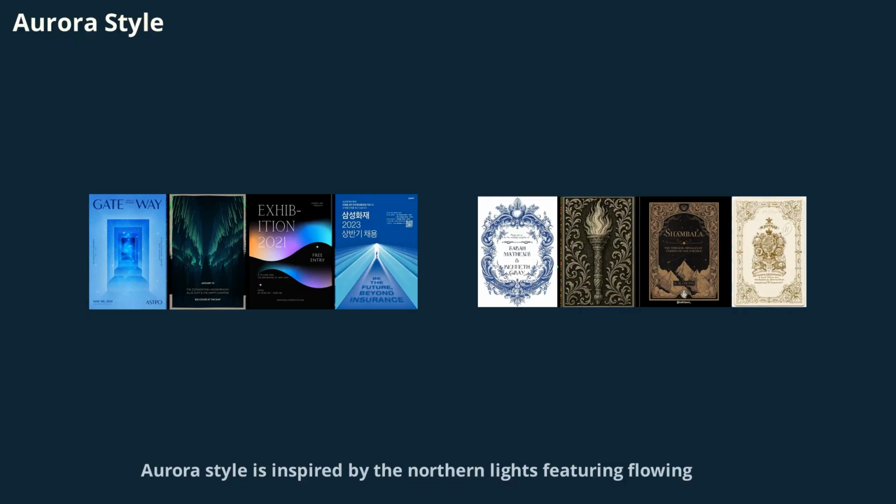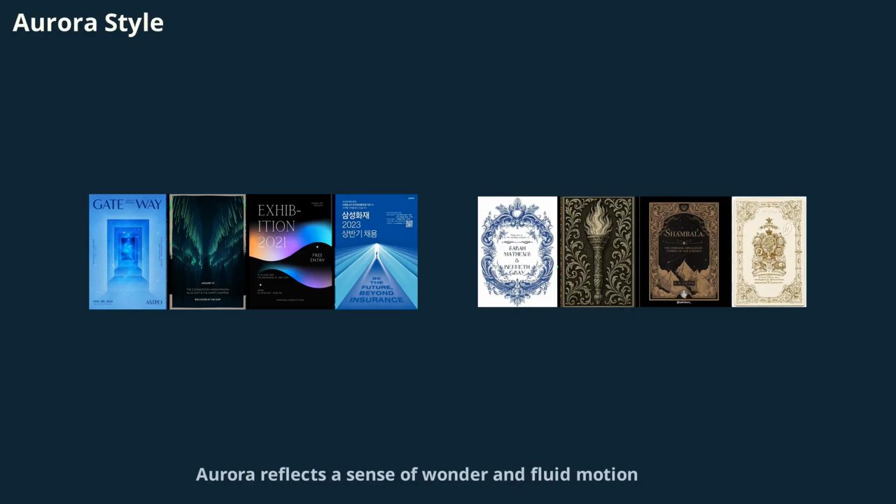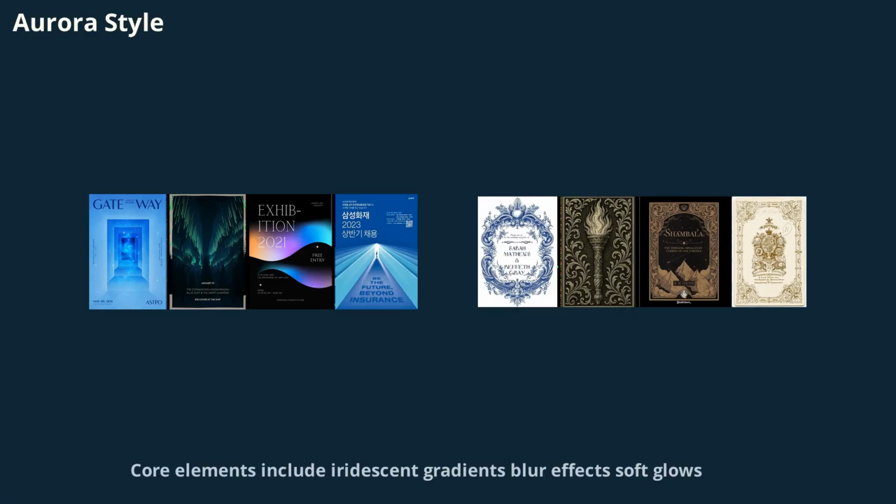Aurora style is inspired by the northern lights, featuring flowing, iridescent gradients and dreamy abstractions. It's futuristic yet soft, often used in ambient digital designs or cosmic brand visuals. Aurora reflects a sense of wonder and fluid motion. Core elements include iridescent gradients, blur effects, soft glows, translucent overlays, and organic waveforms. The mood is dreamy, futuristic, and meditative, suitable for wellness apps, tech product launches, or spiritual themes.